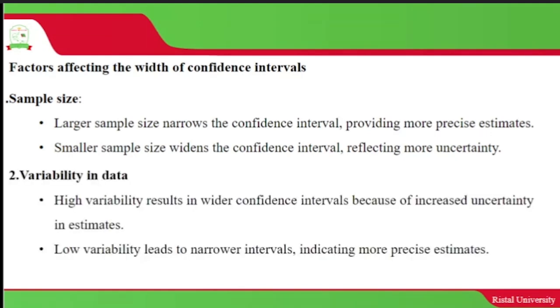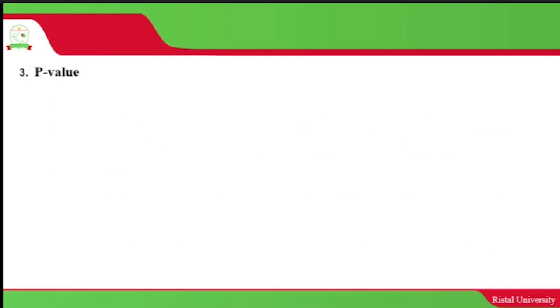So we also have variability in the data. High variability in the data results in wider confidence intervals because of increased uncertainty in the estimates. Low variability leads to narrower intervals, indicating more precise estimates. So lastly, let's look at the p-values.